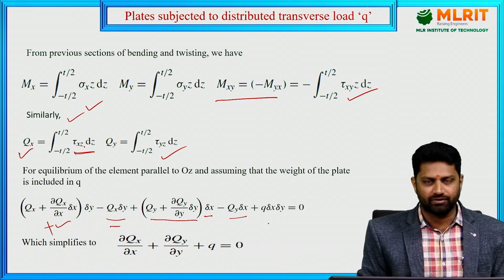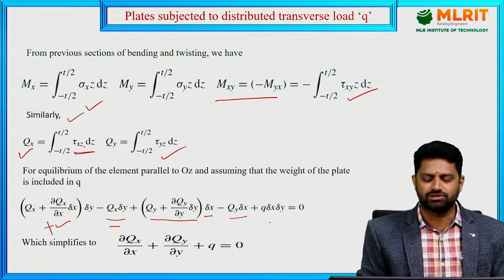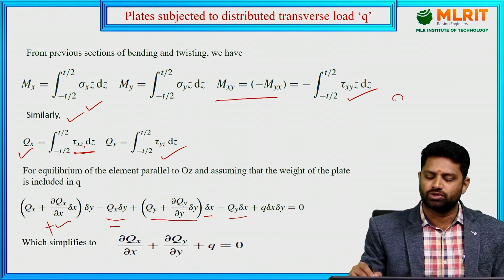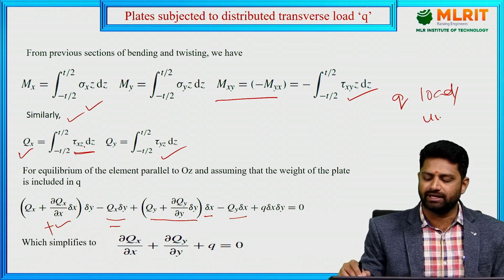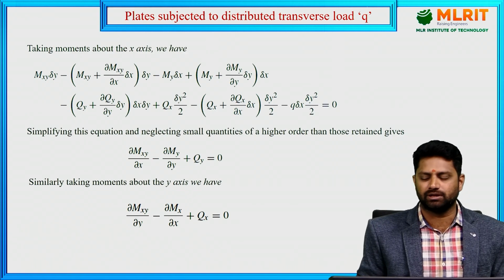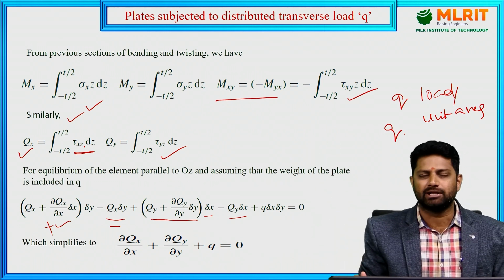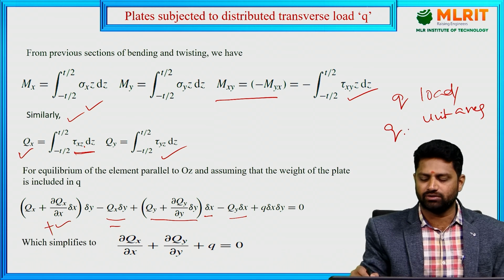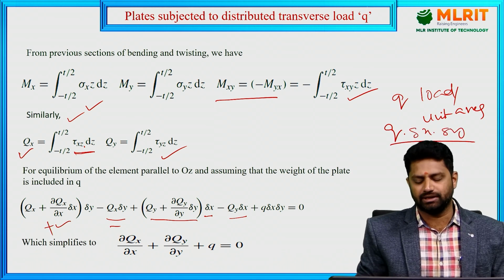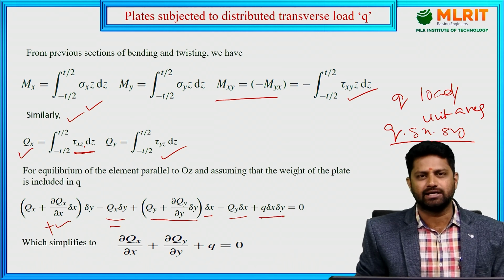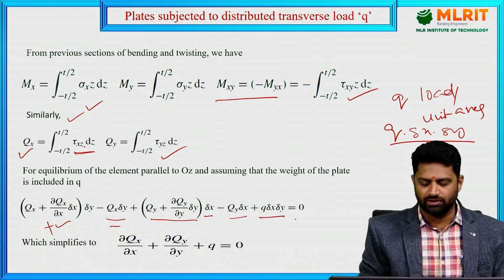And apart from this, Q is a transverse load which is acting downwards. Usually we take load per unit area. Therefore Q should be multiplied with the area on which it is acting. The area of the element, we know clearly, is nothing but delta x into delta y. So Q should be written as Q into delta x into delta y, which is equal to 0.